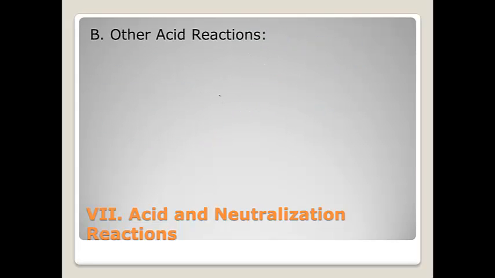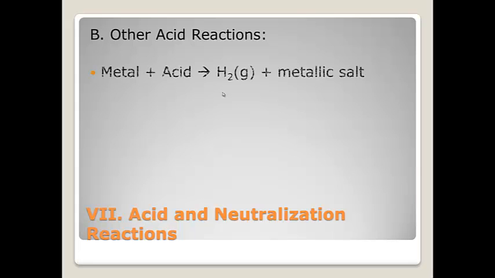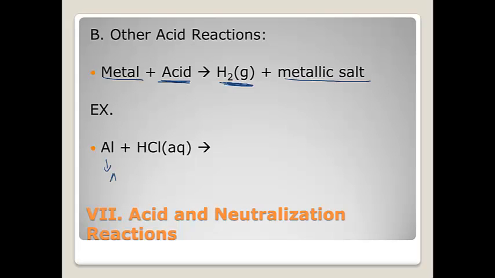Other acid reactions that can take place. Some of these you guys have seen before from the first semester. If you have a metal with an acid, you produce hydrogen gas and you get a metallic salt. So an example, aluminum with HCl. This is basically a single replacement reaction. Now this has to turn into an ion. So aluminum, column 3, 3 plus, HCl, you have H plus and Cl minus. This is going to turn into the H2.